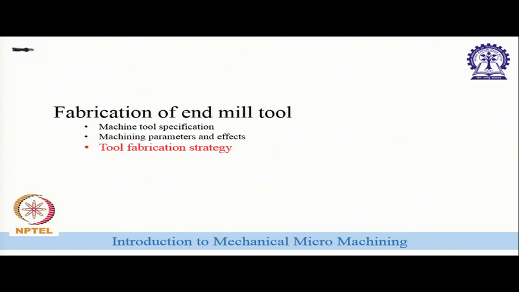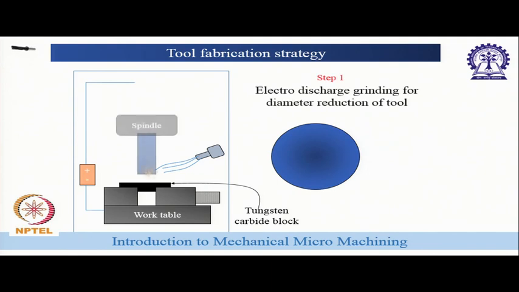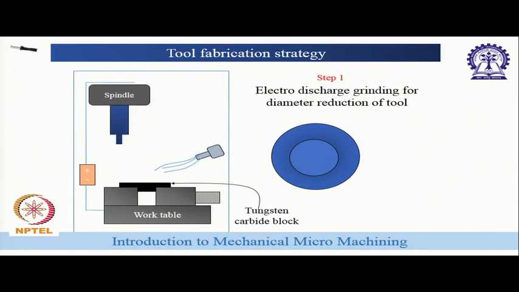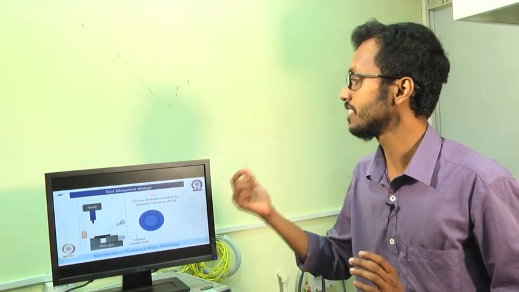So that's how the machining parameters will affect the whole machining outputs. Okay. So finally, we know what is the machine tool we are using, we know what machining parameters we have, and finally, we are defining what will be our strategy for fabrication of the micro tool. So the tool fabrication strategy: starting with a blank, we are reducing the diameter of the blank from 0.5 mm to 0.2 mm using a process called electrode discharge grinding.